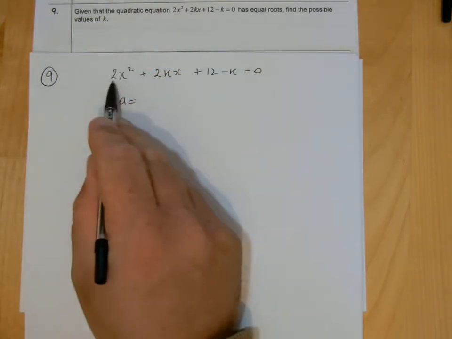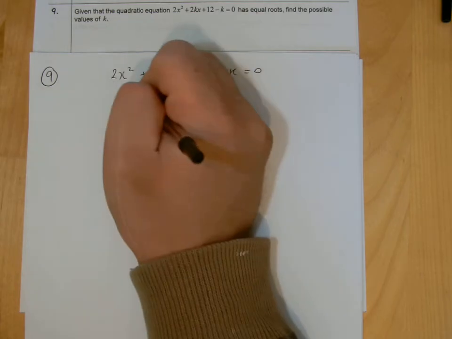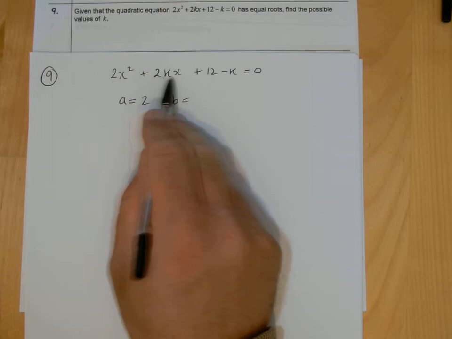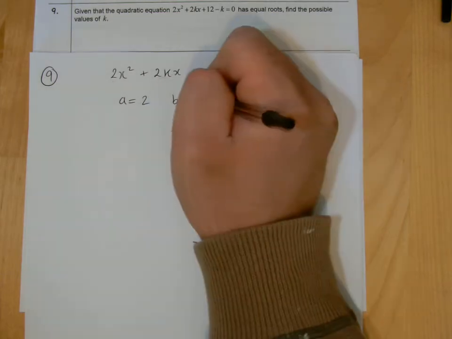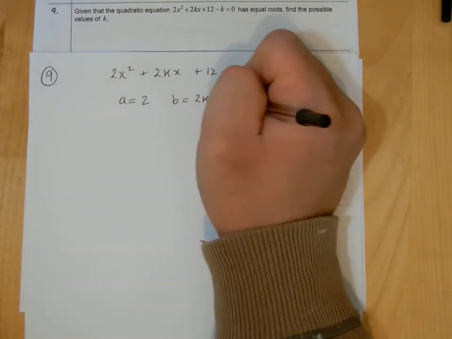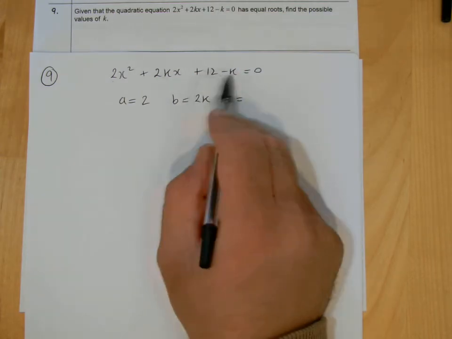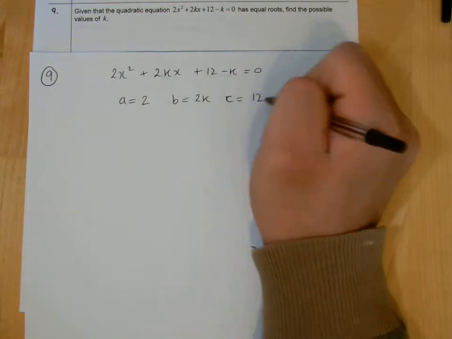So a is the coefficient in front of the x squared, which is 2. My b is the coefficient of the x, what's in front of the x, which is plus 2k. And then my constant is what's left over at the end here, a combination, isn't it, plus 12 minus k.